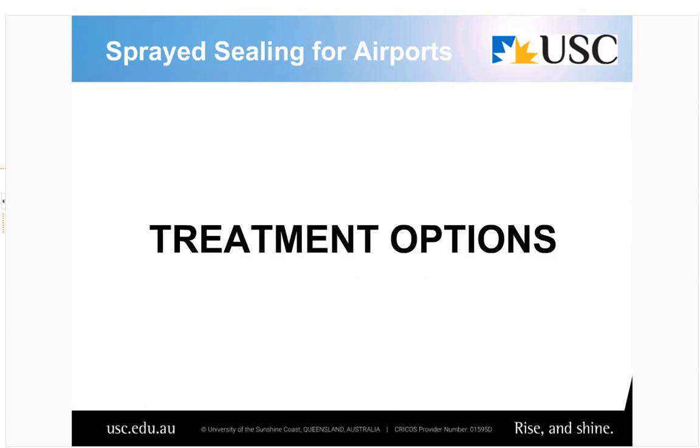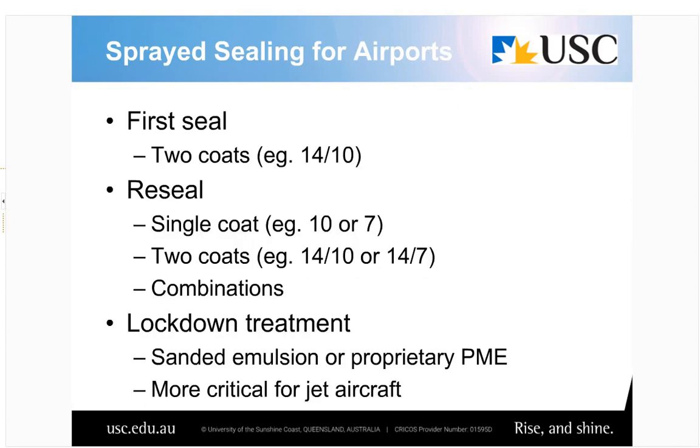In terms of treatment options, there's a range, and there will always be a range. First coats, I always recommend 2 coats, usually a 14 followed by a 10, and they're the nominal maximum sizes, not the nominal ALDs of the stones. So a 14mm stone, full seal, and then another seal over the top of that with a 10mm stone as a first seal.